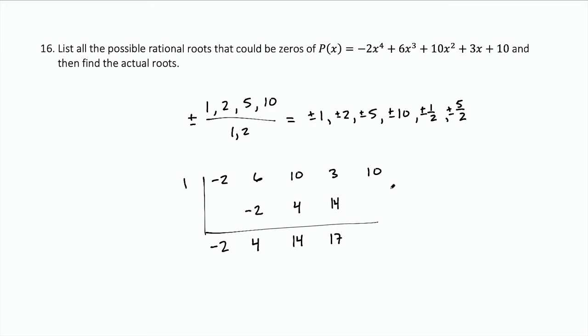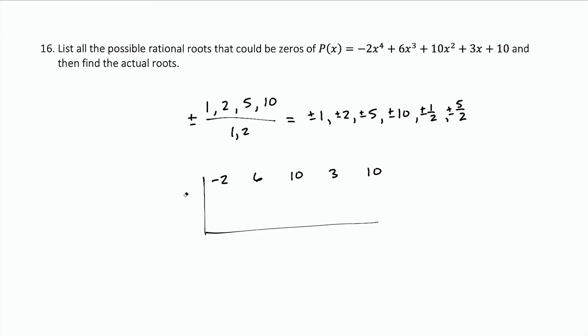Okay, and as we go through this process, we are, again, looking for a 0 at the end. When we find a 0, that's when we know that we have found a root. We don't get 0 here, so 1 does not work. Okay, and so we're just going to go through our list to find what actually works.